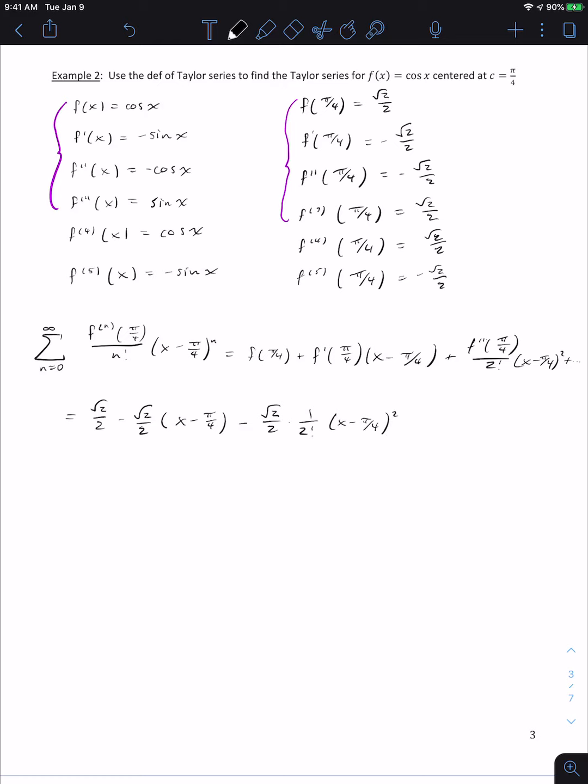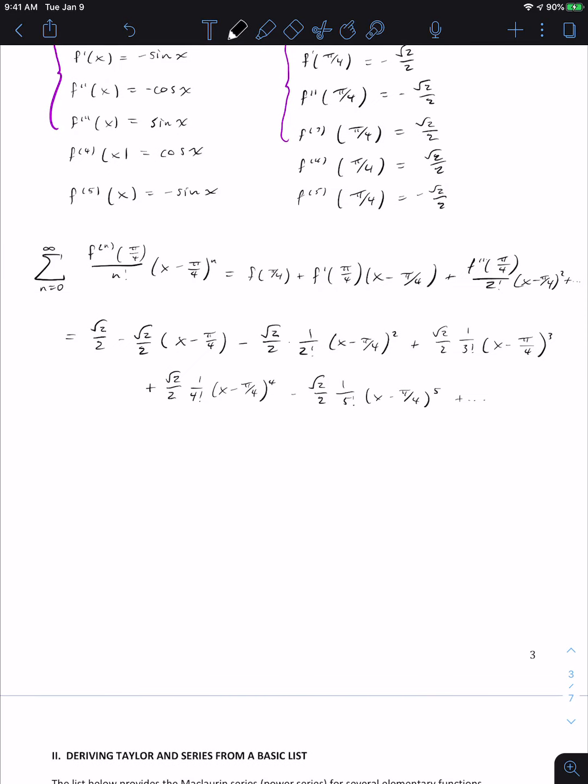Now that we're at the third derivative, it's plus again. So I get plus radical 2 over 2, 1 over 3 factorial, (x minus pi over 4) cubed. Plus, now we're at the fourth derivative, so that one's going to be plus again. So square root of 2 over 2, 1 over 4 factorial, (x minus pi over 4) to the fourth. And now at the fifth, we're back to negative. So I get negative radical 2 over 2, 1 over 5 factorial, (x minus pi over 4) to the fifth, and so on. So now I've got to figure out how to write a formula.